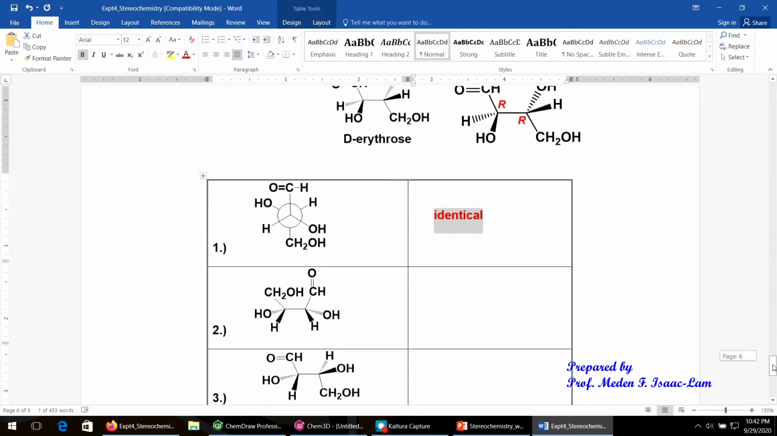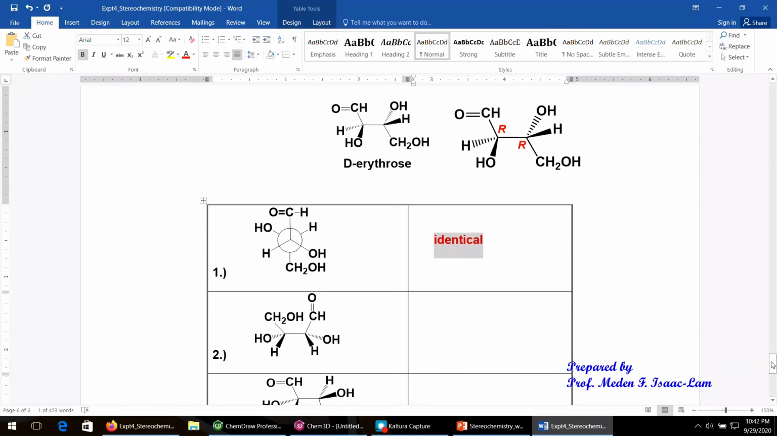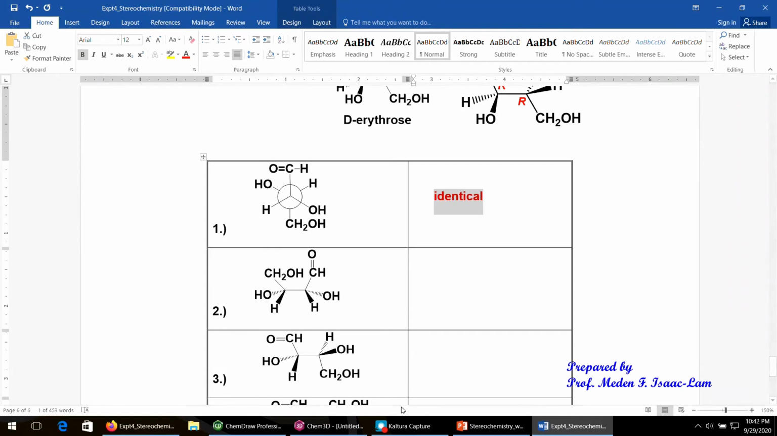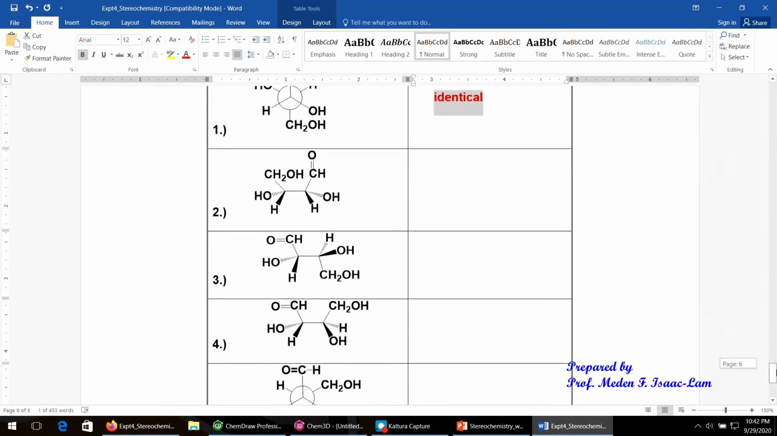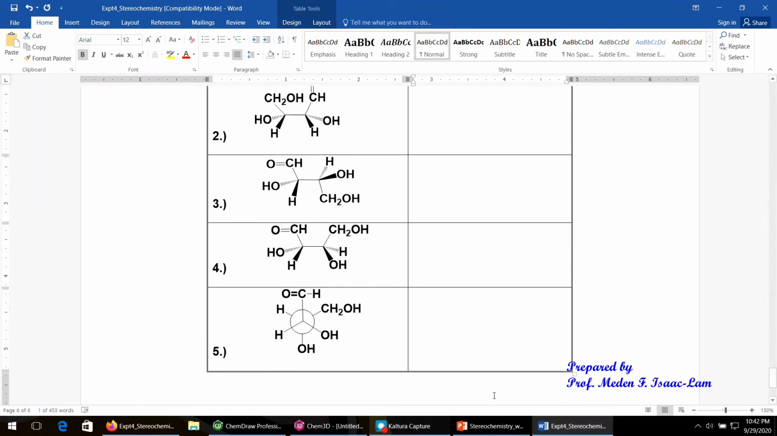So the next 4 examples, you are going to determine the relationship between this structure and that structure. And then the same thing, the structure and with the erythrose. And then the same thing for number 4 and number 5. So that's the end of this experiment.